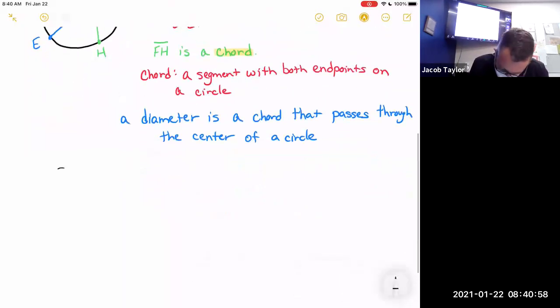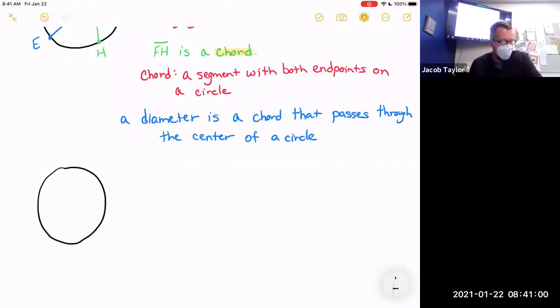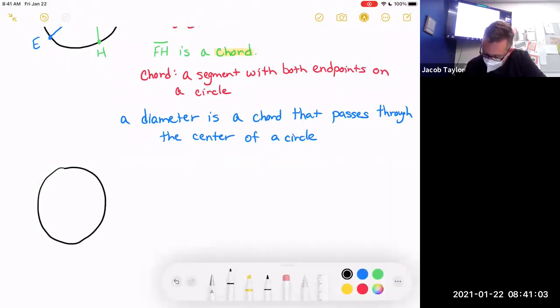Okay. Let me draw another completely flawless circle. It's super flawless. This time, I'm going to draw a line. It can be a line segment, or a ray. I'm going to draw a line specifically.